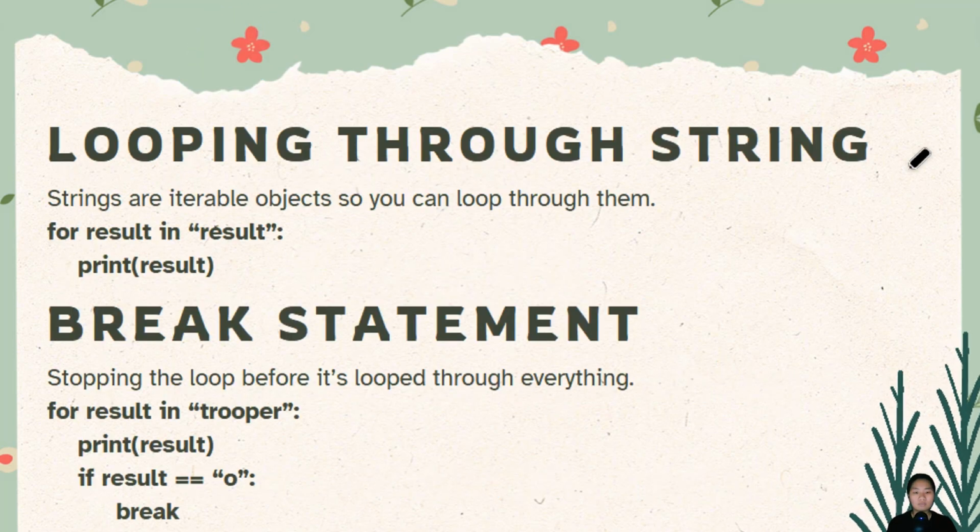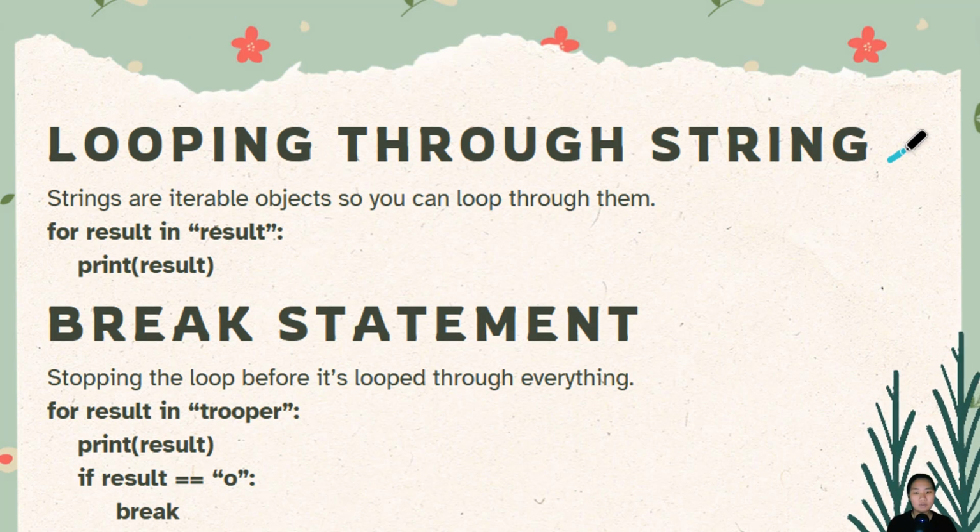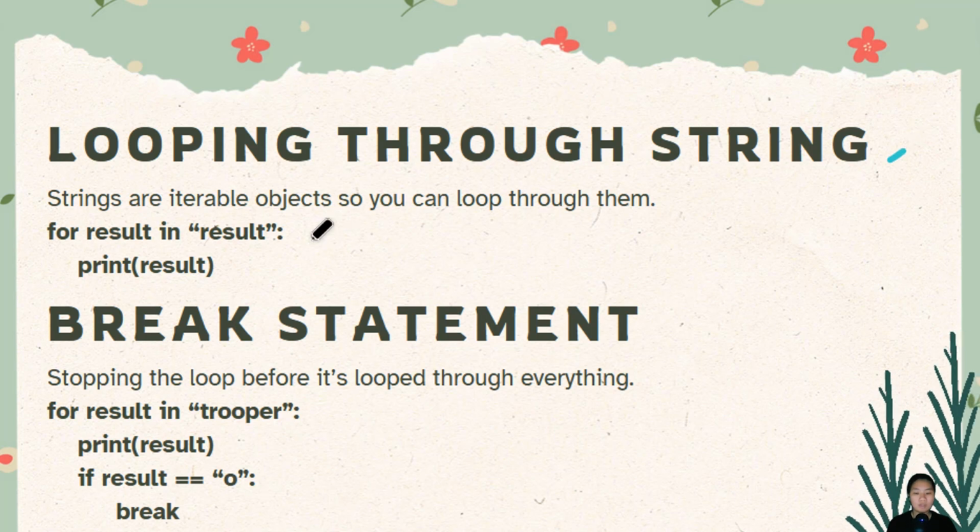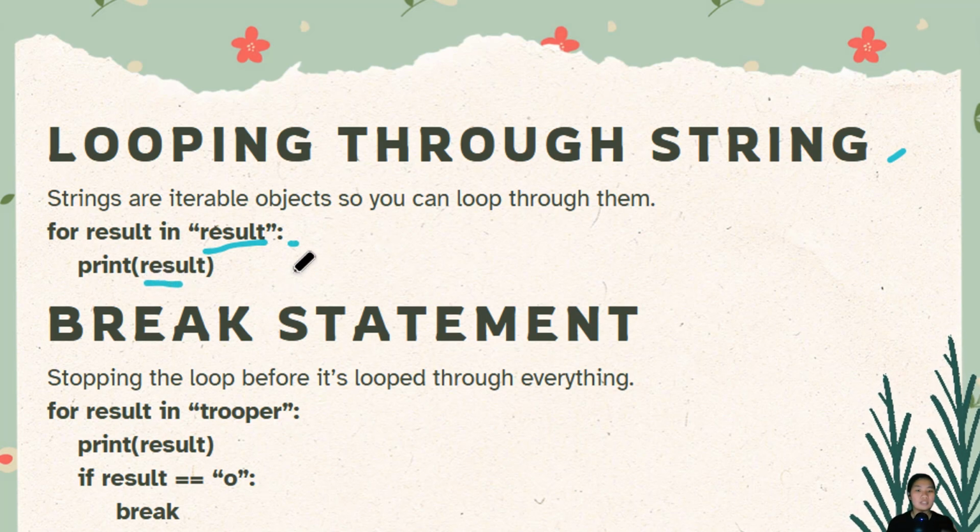So first off, with looping through strings, as you know, they are iterable objects, so you can loop through them, okay? For example, for result in "result", so we're looping through the string result, print result, and so on, okay?